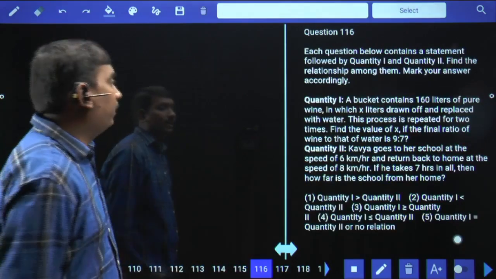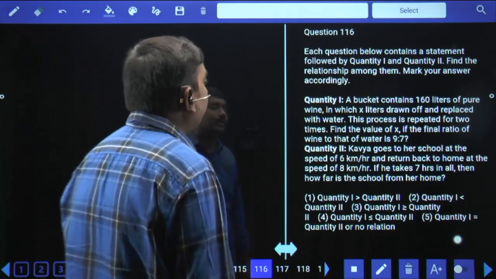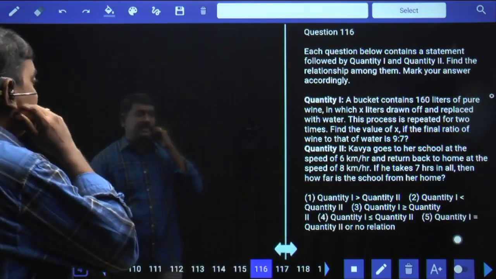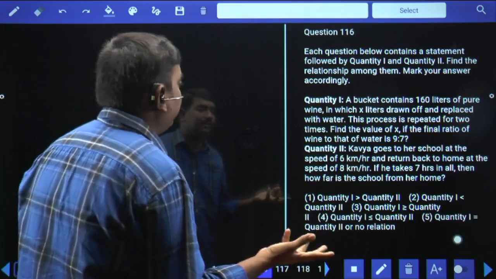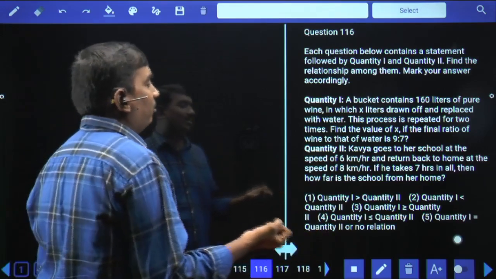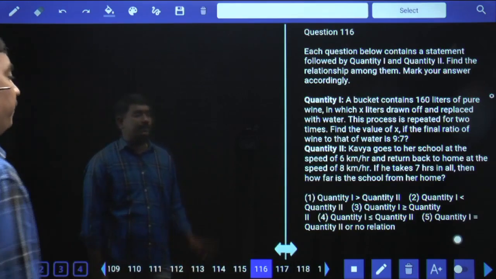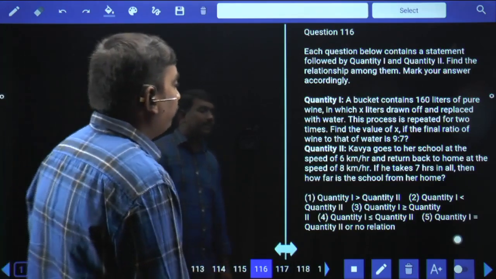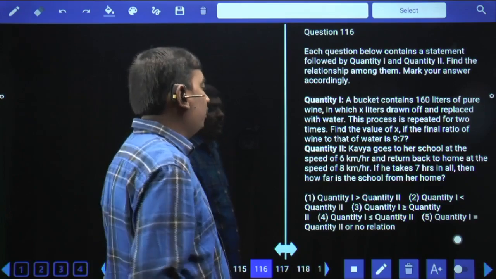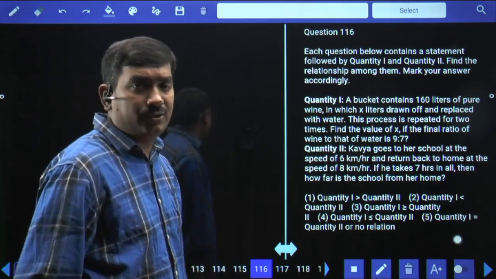Next, quantity 1, quantity 2 comparison. A bucket contains 160 liters of pure wine in which X liters is drawn off and replaced with water. This process is repeated 2 times. Find the value of X if the ratio of the wine to that of the water is 9:7.